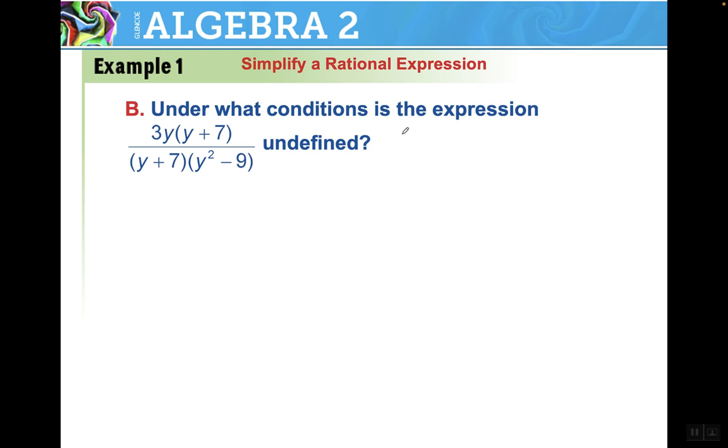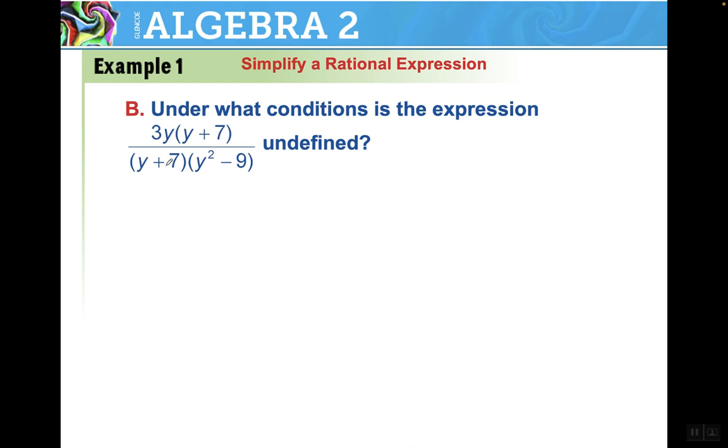It says, under what conditions is the expression undefined? So this is the same thing as last time, but now we're not simplifying it. But we do have to figure out basically what the domain is. What can x, or in this case y, not be? To do that, we just take all the factors in the denominator and set them equal to 0 because we don't want 0 in there.